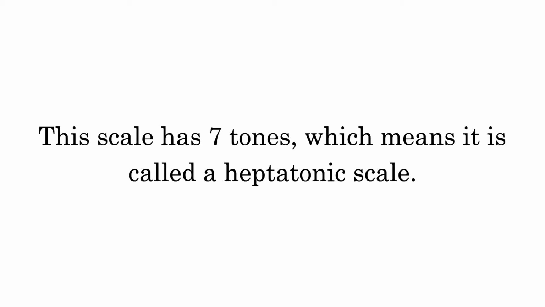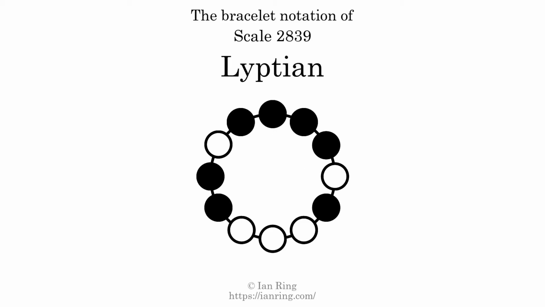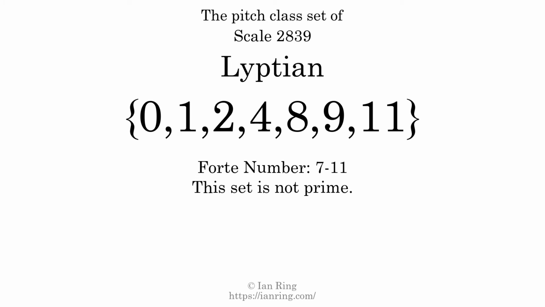This scale has 7 tones, which means it is called a heptatonic scale. This is a bracelet notation diagram of scale 2839. The shaded circles represent tones that appear in the scale, and they are read clockwise, starting at the top. The pitch class set for this scale is 0, 1, 2, 4, 8, 9, 11. The forte class is 7-11. This set is not prime.